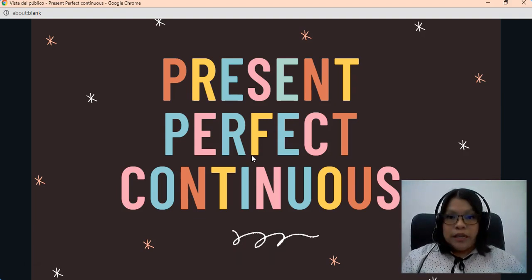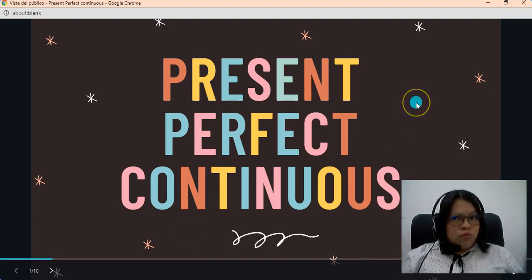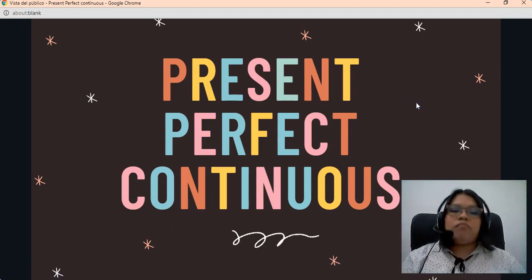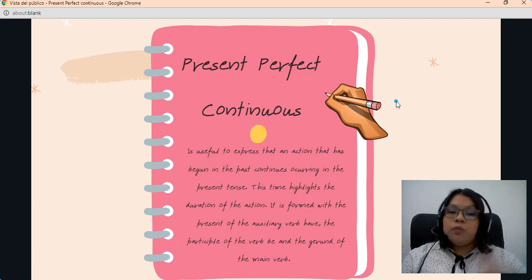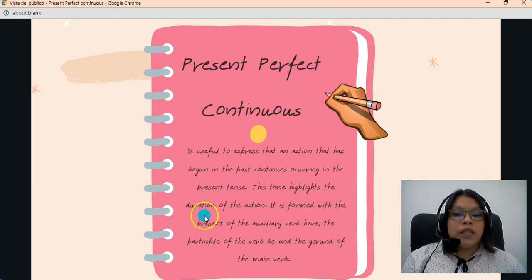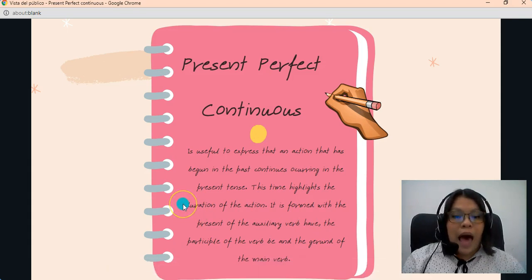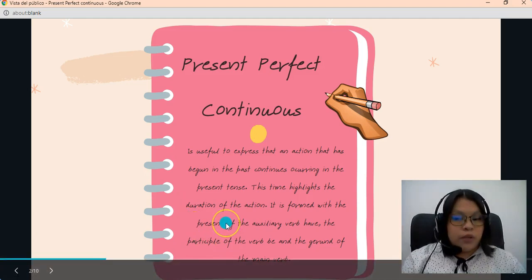So we're going to be learning about, you can read it on the title right here, the present perfect continuous. So now, what is that and how can we use it? No worries, now I will explain. The present perfect continuous is useful to express that an action that has begun in the past continues occurring in the present tense. This tense highlights the duration of the action and it is formed with the present of the auxiliary verb have, the participle of the verb be, and the gerund of the main verb.